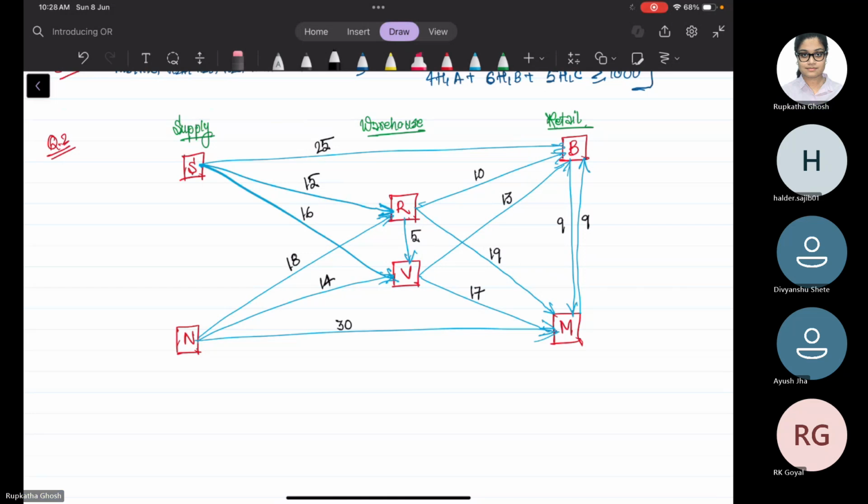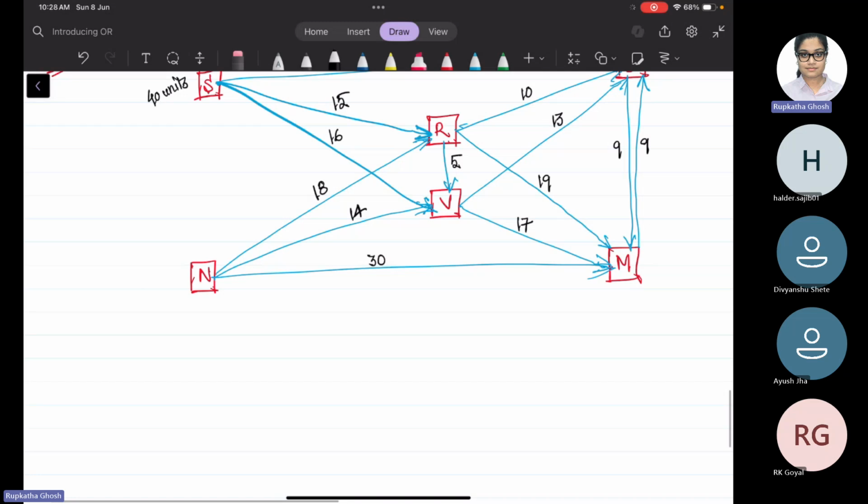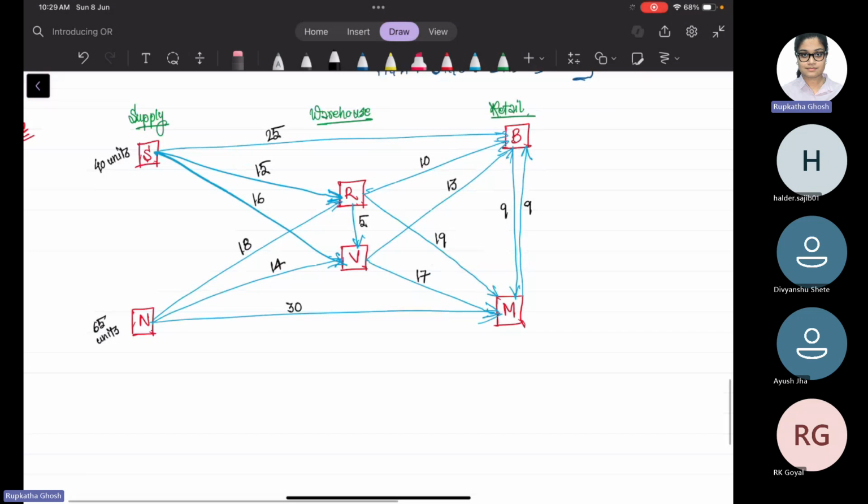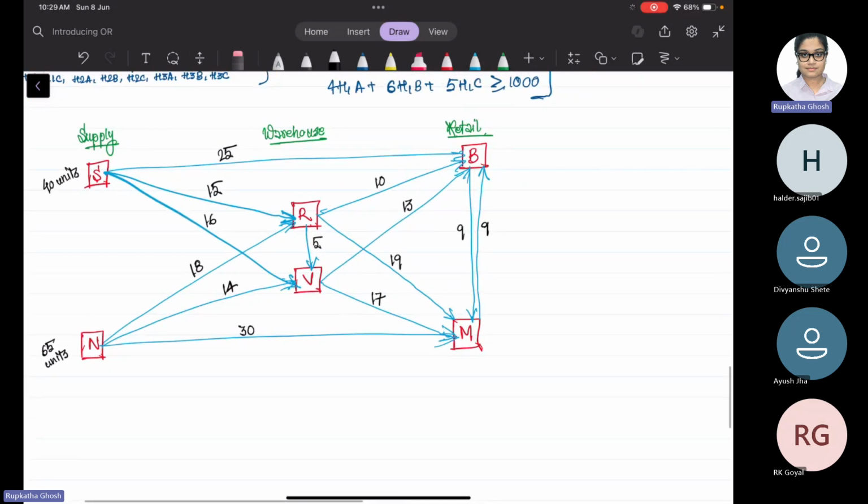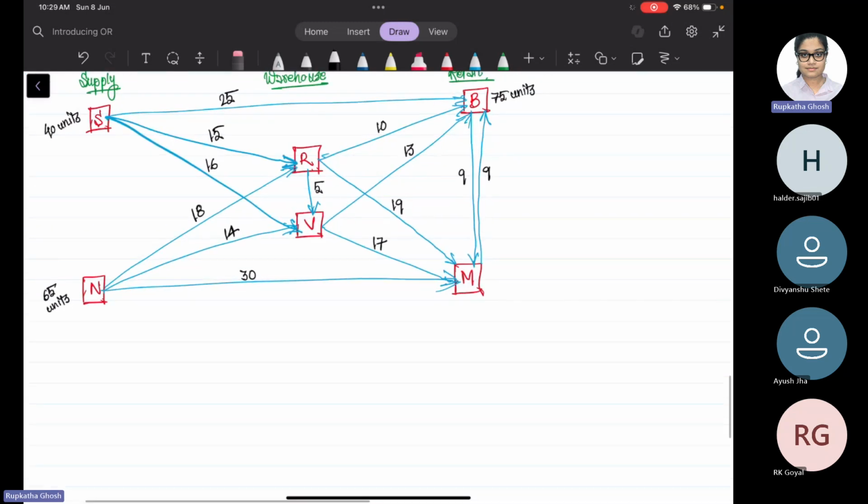Got it? Yes, ma'am. Now, supply quantities at S. What is the production capacity? 40 units. So here we can write 40 units. N is 65 units. Demand at B is 75 units. At M is 30 units.